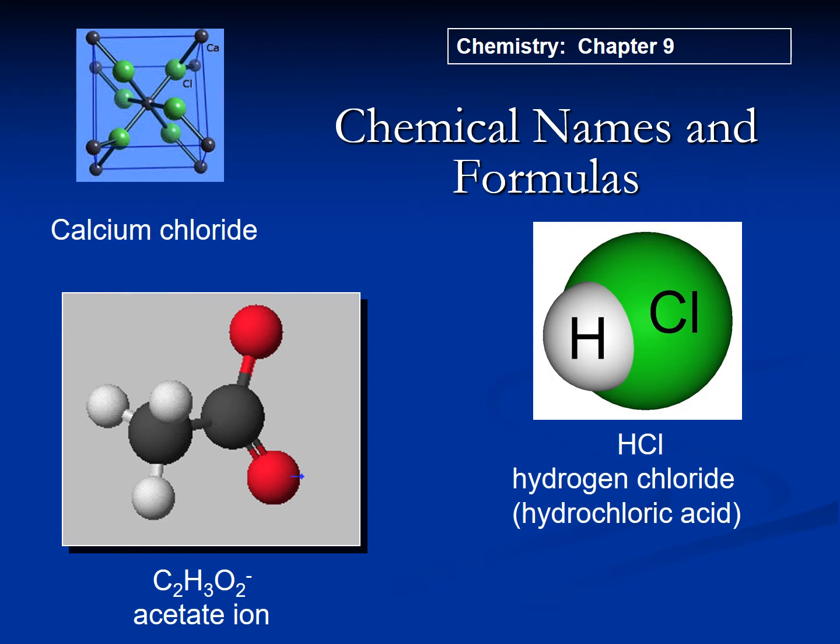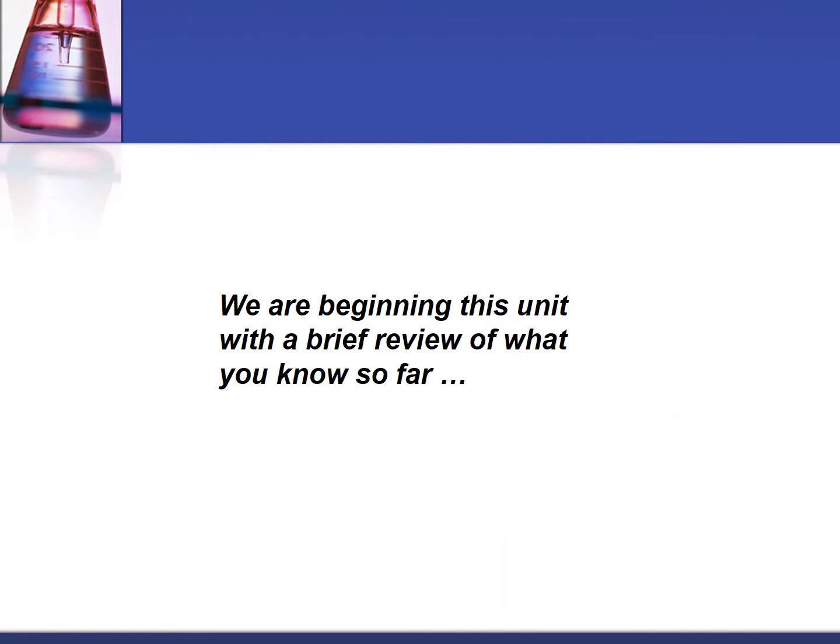We are going to begin a new unit on writing chemical names and their corresponding formulas. This is in Chapter 9 of your chemistry text. Now, I want to begin with a very brief review of what you should already know.